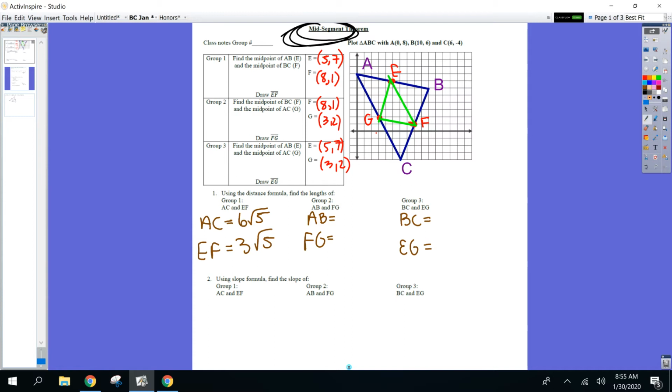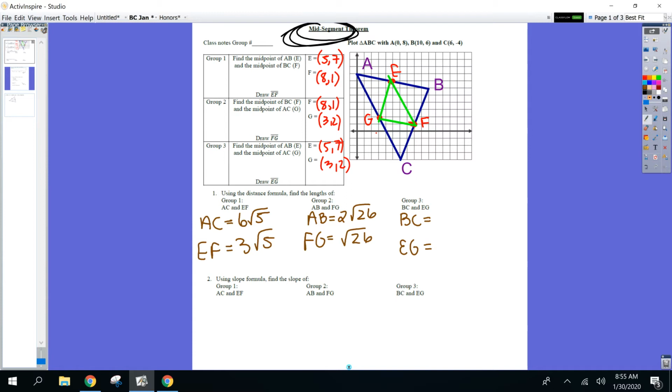Group 2, AB. 2 radical 26. You broke down square root of 104 correctly. And then how about FG? You didn't have to break a darn thing down. It was just the square root of 26. Oh, another relationship.